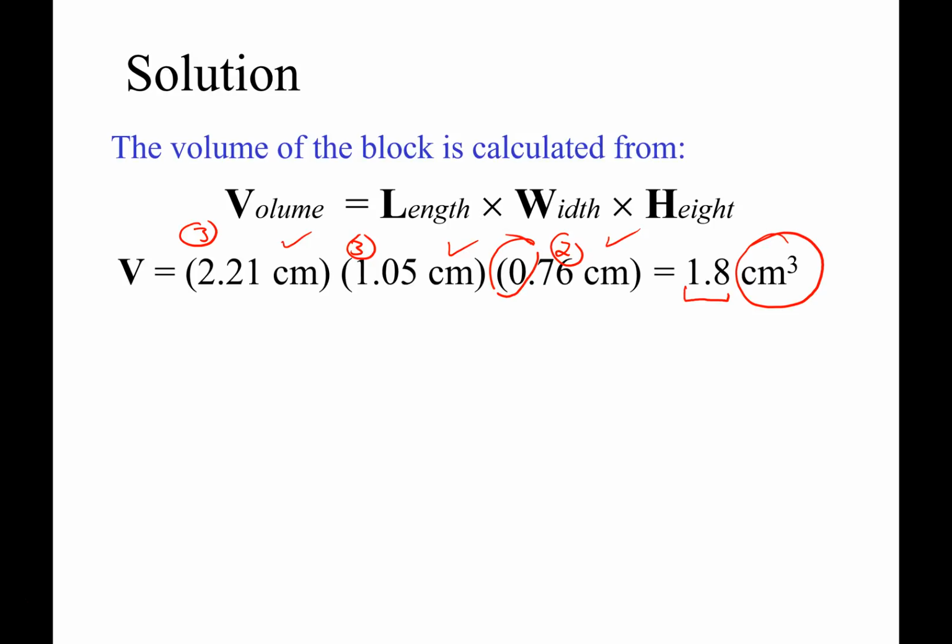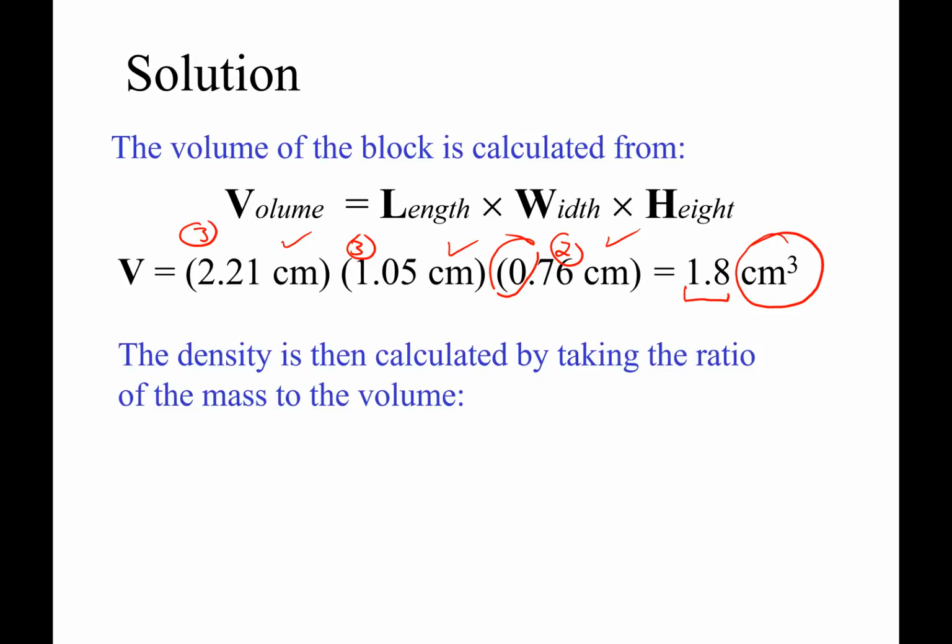An advantage of using 1.8 is that you know there are two sig figs. Because if you retain that unrounded value, sometimes you get to the very answer, which in this case is density, and you don't round correctly. All right, without further ado, density, or rho, is a ratio of mass to volume.